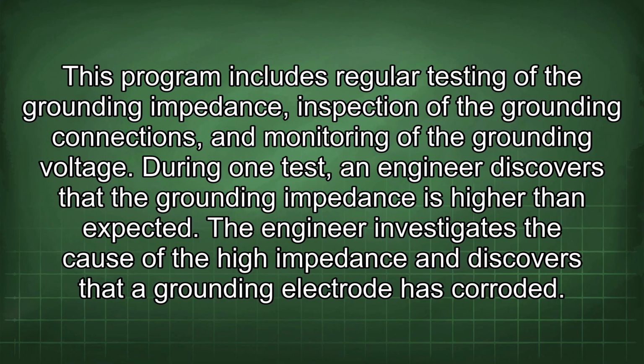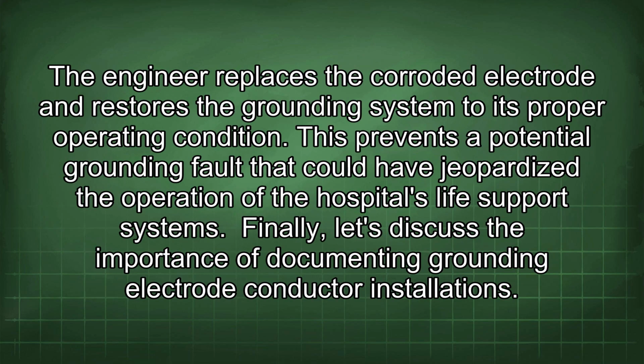During one test, an engineer discovers that the grounding impedance is higher than expected. The engineer investigates the cause of the high impedance and discovers that a grounding electrode has corroded. The engineer replaces the corroded electrode and restores the grounding system to its proper operating condition. This prevents a potential grounding fault that could have jeopardized the operation of the hospital's life support systems.